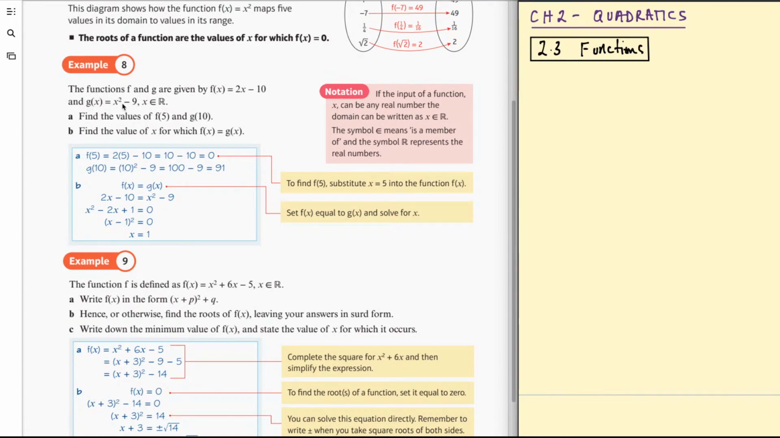Here is an example of using functions for finding the values of functions. Sorry, so the functions f and g are given by f of x equals 2x take 10 and g of x equals x squared take 9, where x is in the real numbers. It's interesting that we haven't talked about this type of notation yet in this textbook.